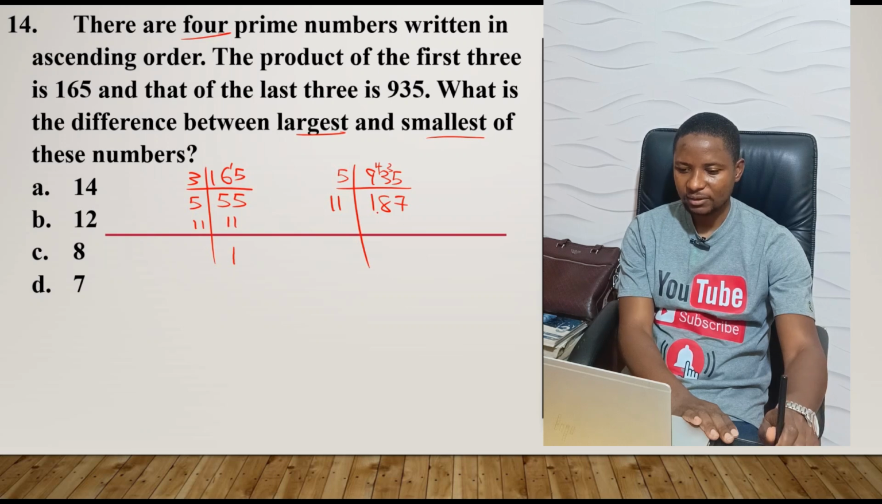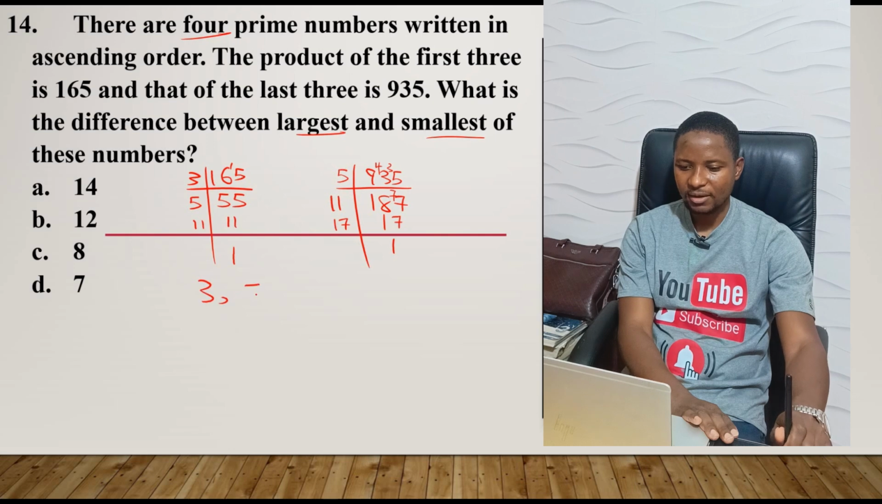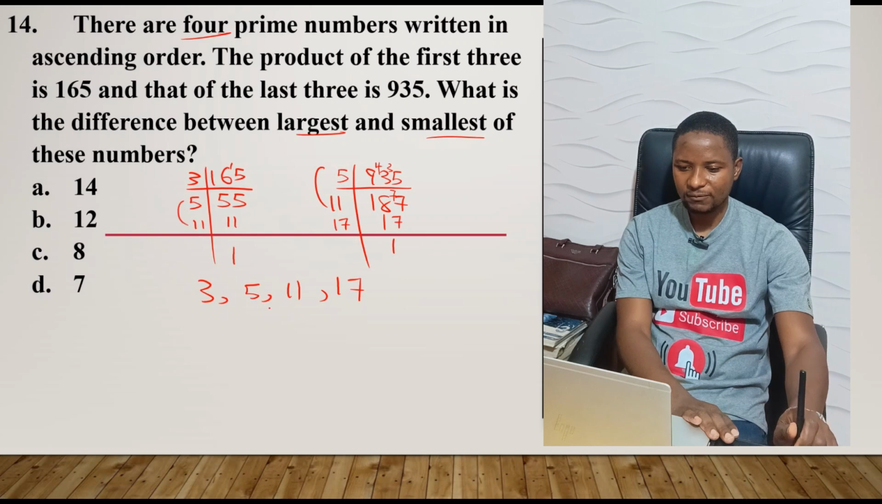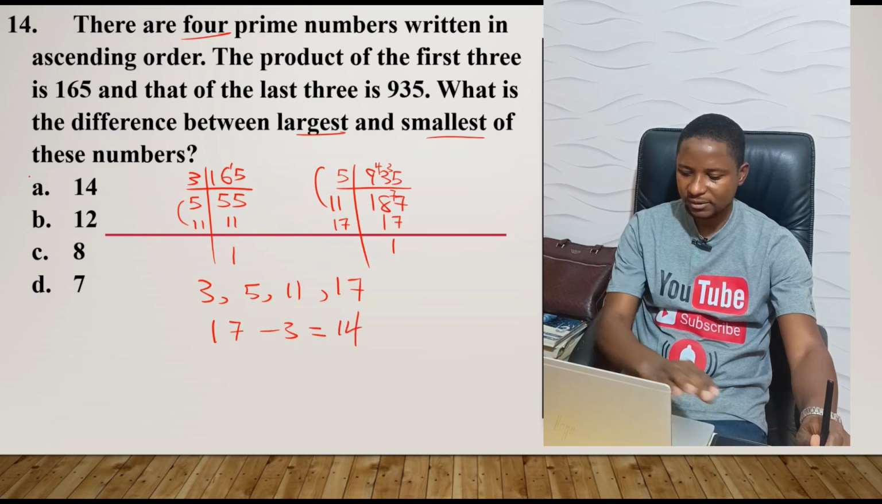Here, 11 in 18 gives you 1, remainder 7. 11 in 77, you have 7. So you use 17 now, that's 1. So the numbers are 3, 5, 11, and 17, because you're not going to repeat those 2 as they're already here. They're asking for the difference between the largest and the smallest, which is 17 minus 3. That will give you 14. Beautiful. So this is it.